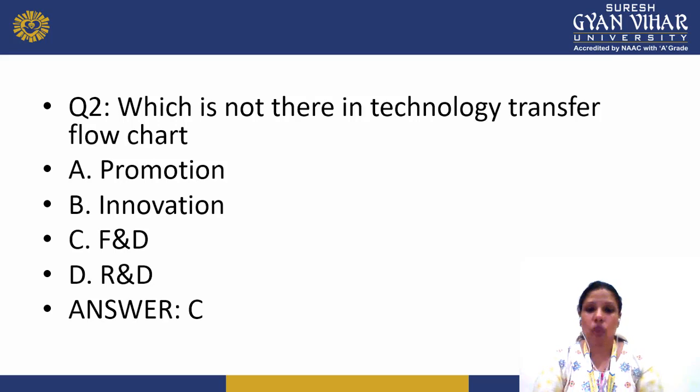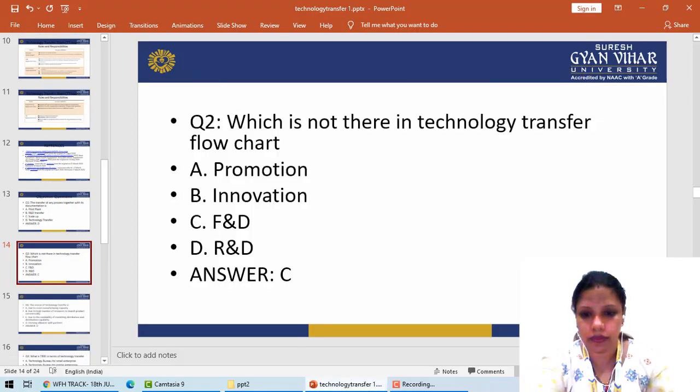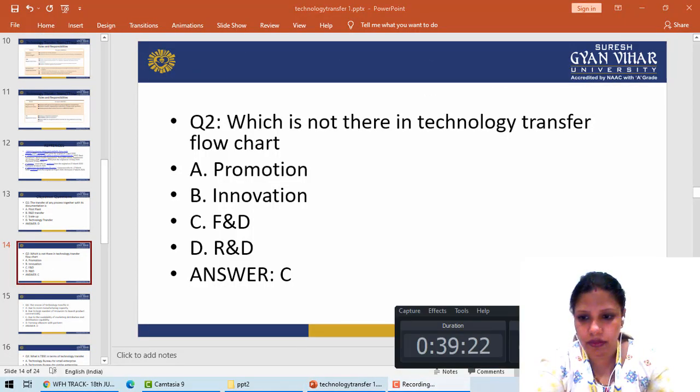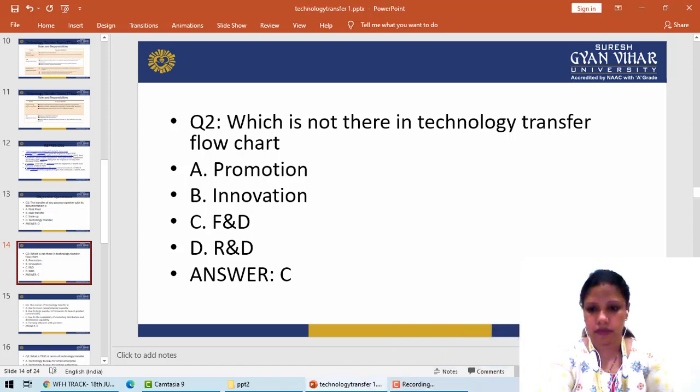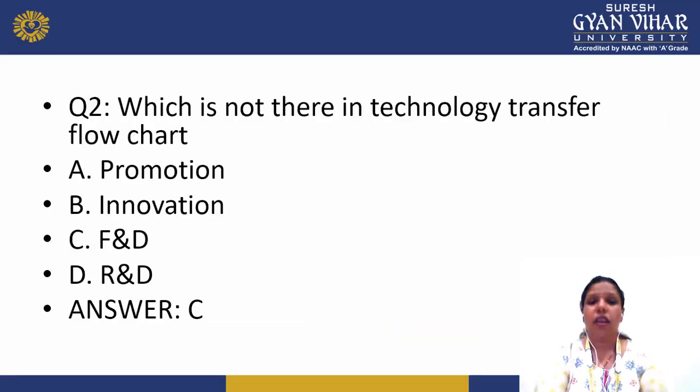Second is, which is not there in the technology transfer flow chart. Okay, so the next question is which is not there in the technology transfer flow chart. In this, the promotion is there, the innovation is there, the F&D is there, the R&D is there. So this is a very important thing.